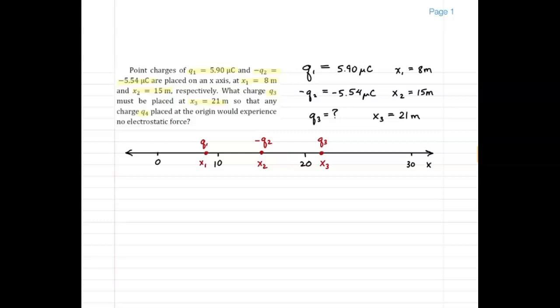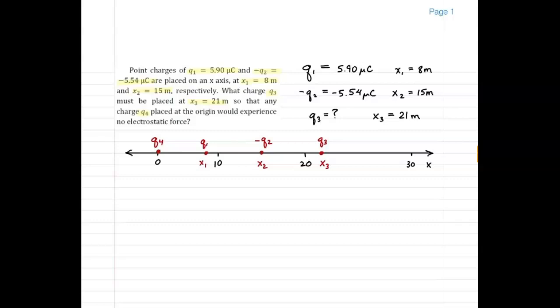If you read it again, there's a charge Q4 at the origin. Q4 experiences forces from Q1, negative Q2 and Q3, and the sum of the forces will give you 0. So it doesn't matter what charge Q4 is, all these forces will always add up to give 0 force on Q4.